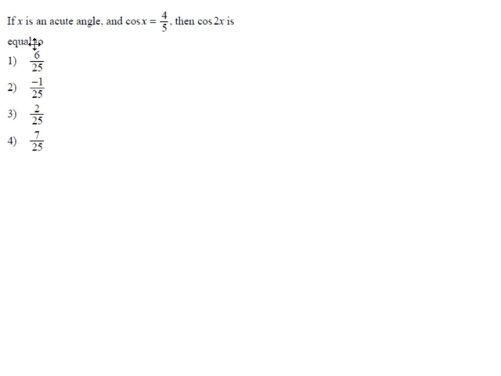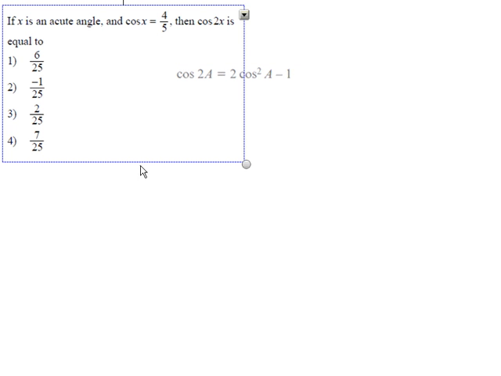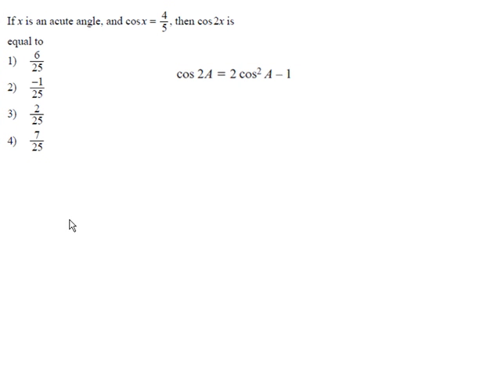Let's try one more. If x is an acute angle and the cosine of x equals 4 over 5, then the cosine of 2x is equal to, and we got some choices there. So this is a double angle formula question, so we're going to be using our double angle formula for cosine. I'm just going to substitute x for A and rewrite the formula with x. Now I'm told that the cosine of x is 4 over 5.